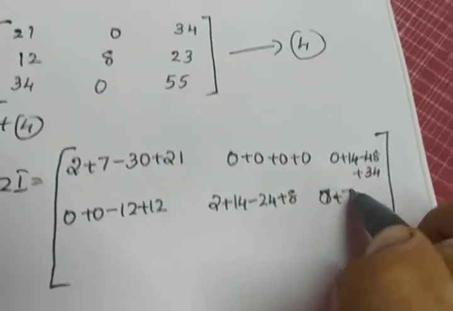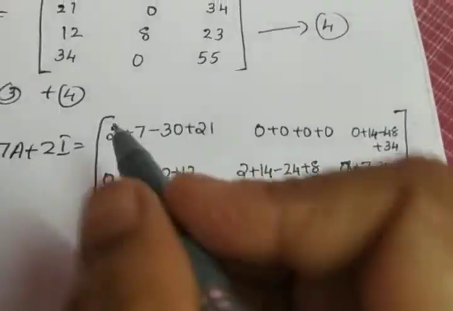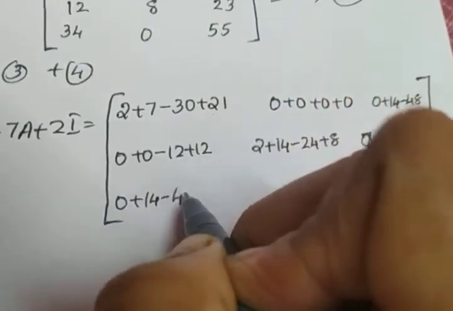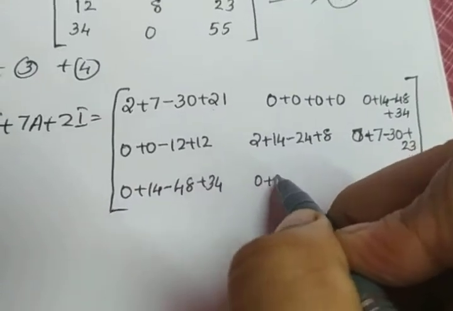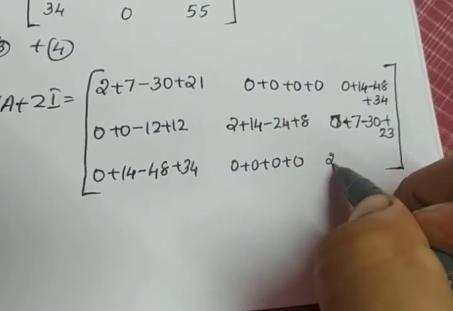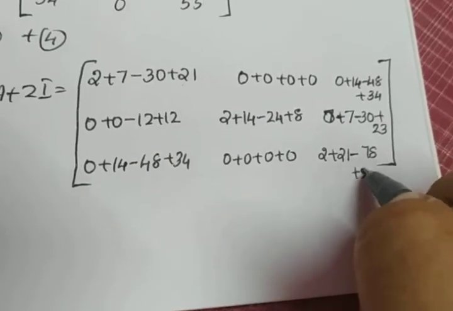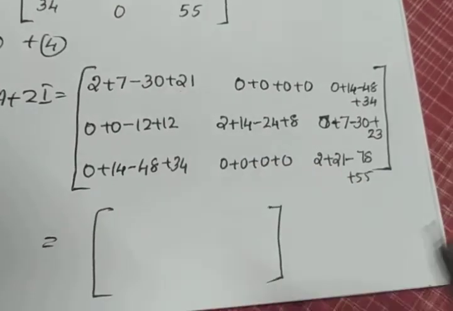0 plus 7 minus 30 plus 23. Okay. And the last row is 0 plus 14 minus 48 plus 34. Again, second element is 0 plus 0 plus 0 plus 0. And the last element you are getting is 2 plus 21 minus 78 plus 55. And if you are adding each value, each and every element will be 0.